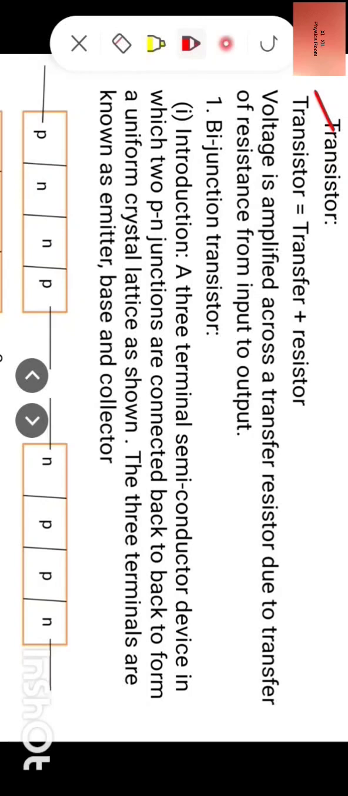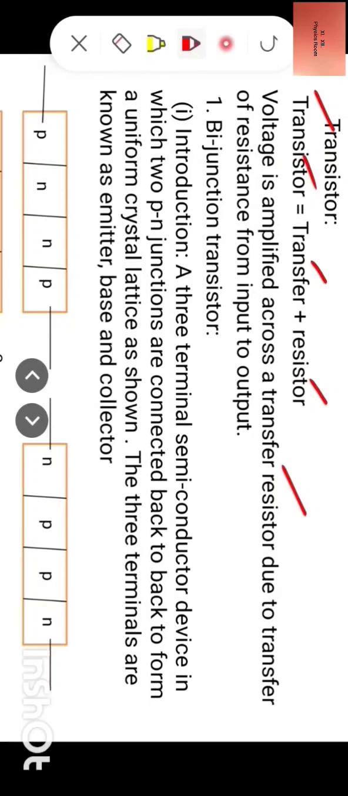Now what is a transistor? The word transistor is made up of two words, transfer plus resistor. Trans has been taken from transfer and istor has been taken from resistor. On joining the two, it comes out to be a transistor. Voltage is amplified across a transfer resistor due to transfer of resistance from input to output.